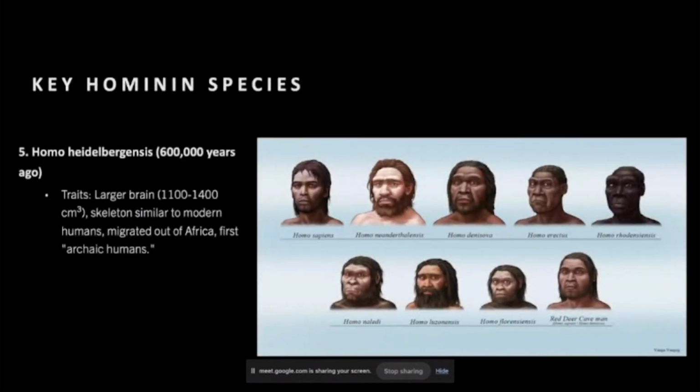Then we have the Homo heidelbergensis. Now, these ones developed, of course, again, a larger brain. Their skeleton is the most similar to modern humans. And they, of course, had also moved out of Africa. And they're known as the first archaic humans, meaning that their tool use was very, very good.